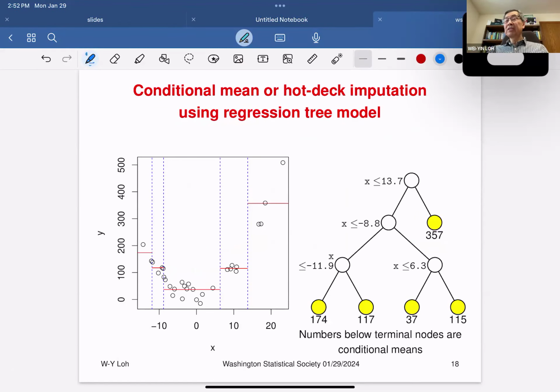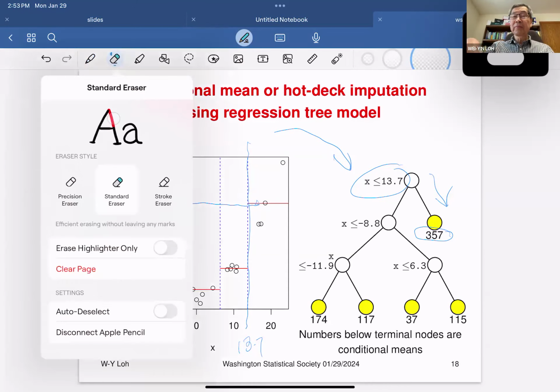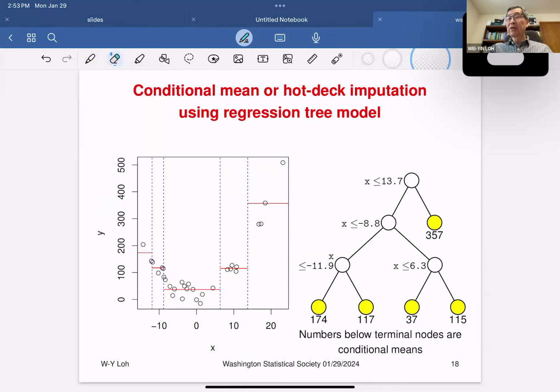Well, until you have more than one x variable. If you have more than one x variable, and if the imputation cells use two or more x variables, you will never see the picture on the left. But the picture on the right can always be shown, right? So, for example, the first split here may be x1. The second split here may be x5. This split may be x11, right? So even when you cannot see the graph, you cannot see the data, you can still understand the tree.